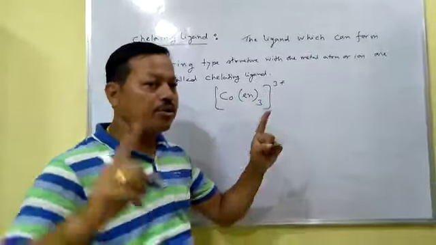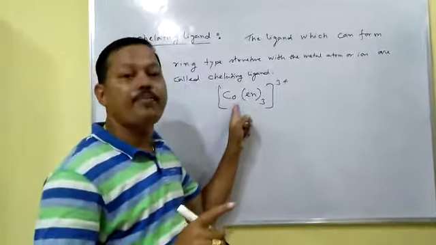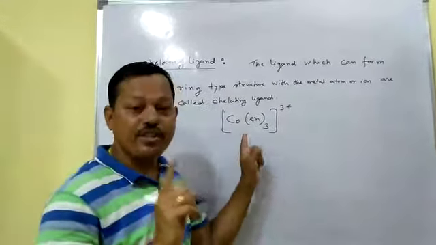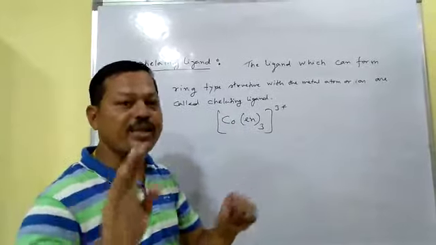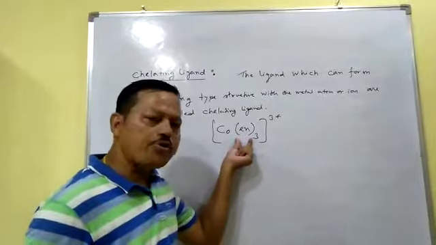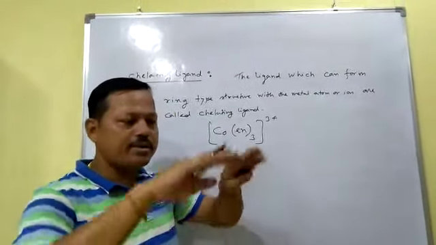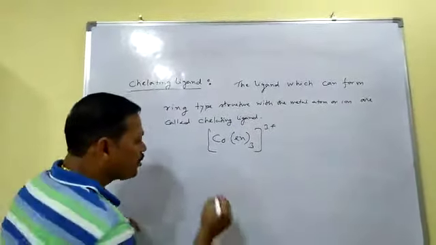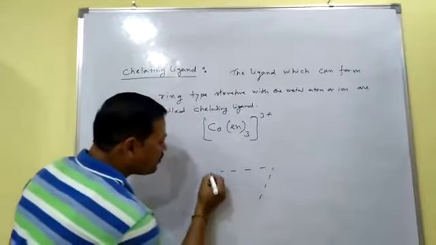Now, how this complex will form? Actually, here, as you know, one ethylene diamine produces 2 bonds. Here 3 ethylene diamine, that's why total number of bonds will be 6 with the metal atom, and that is called the coordination number of the metal. Here coordination number is 6. I will give you the coordination number. So since it will produce 6 bonds, that is why its structure will be octahedral type. So I will draw the shape like this.